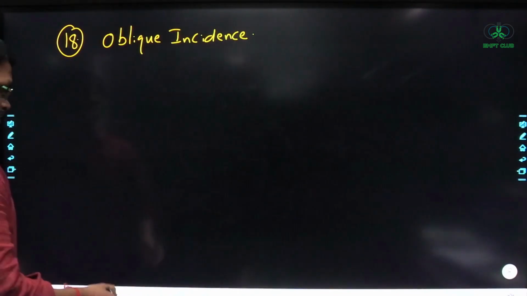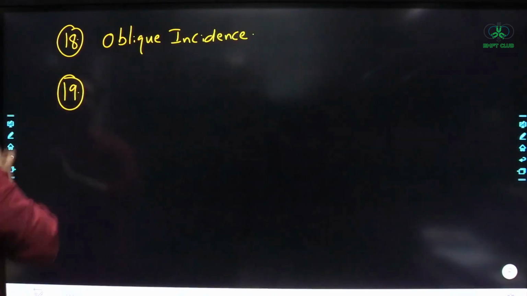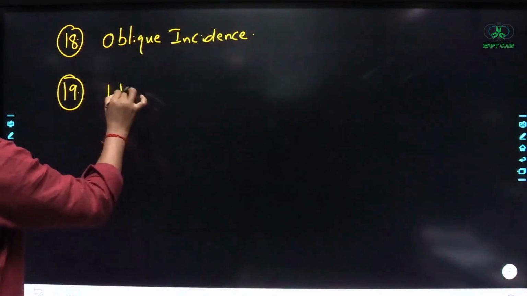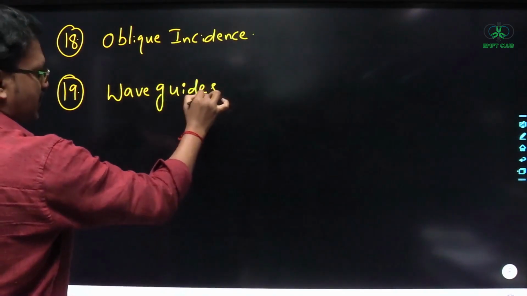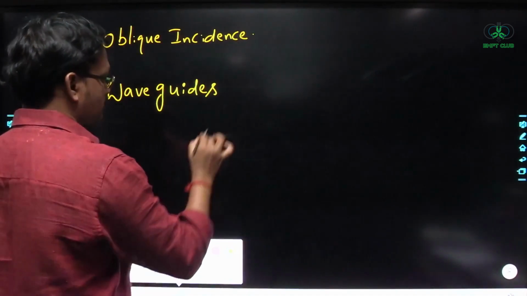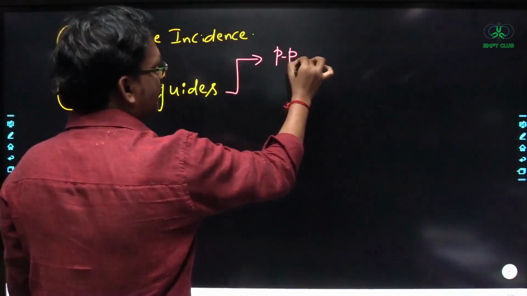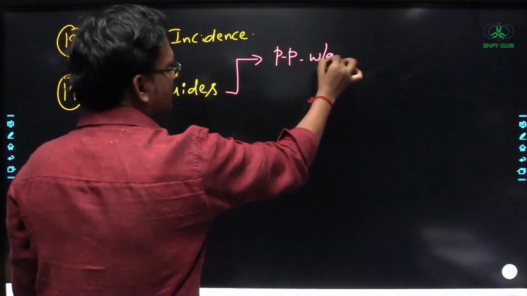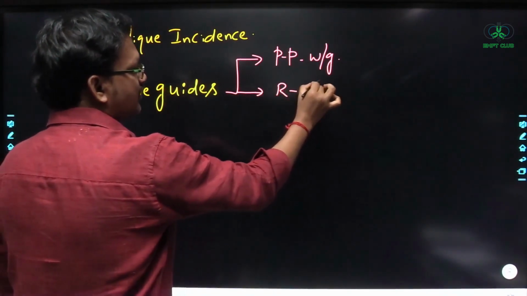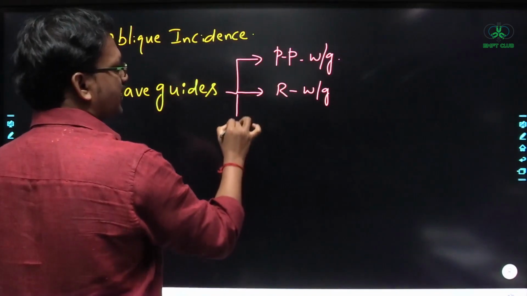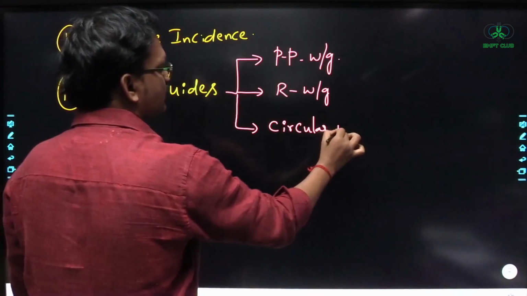Once we complete the oblique incidence topic, then the 19th topic is nothing but waveguides. In waveguides, what are the topics that we are going to cover? We are going to start with the parallel plane waveguide. After this, we are going to study rectangular waveguide. Once we complete rectangular waveguide, then we are going to study circular waveguide.